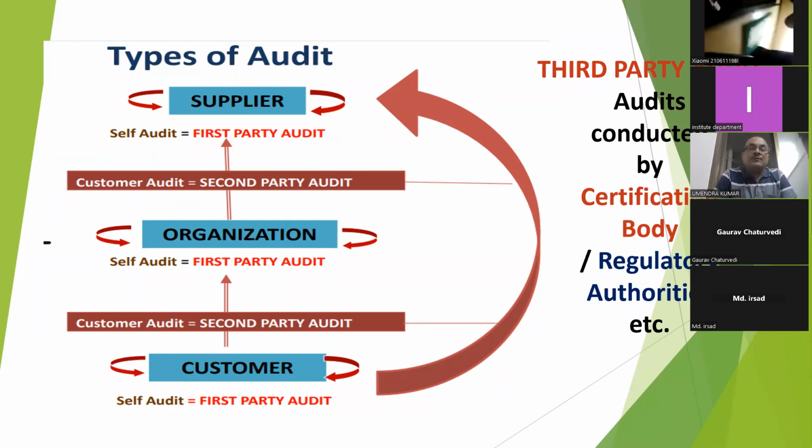I cannot do the audit of my own job, so other people can do the audit. That's called intra-department internal audit. This is called internal audit.